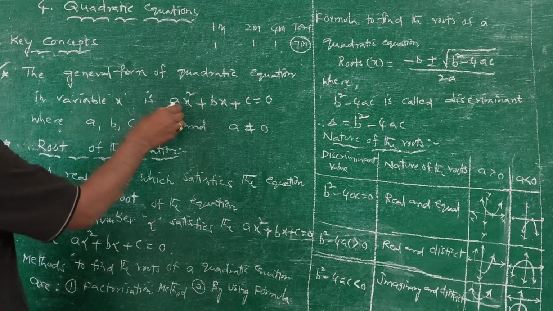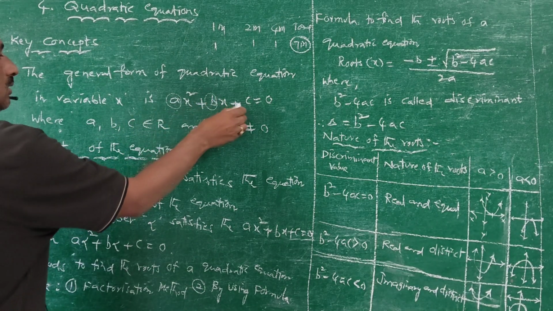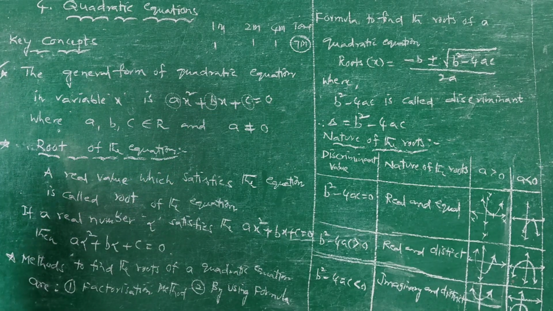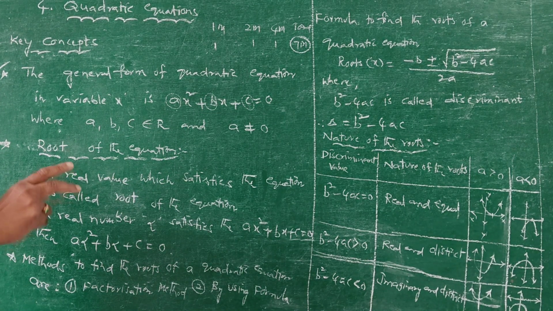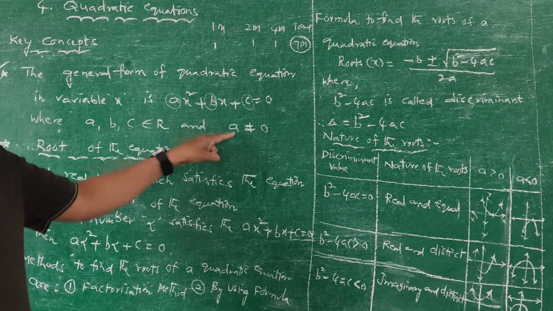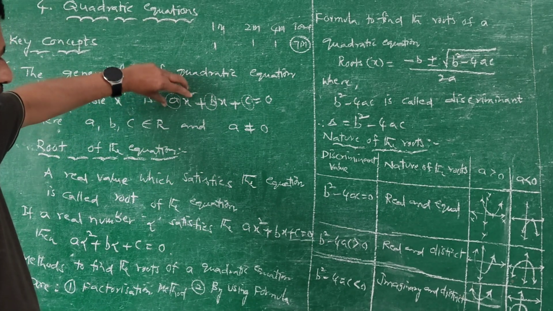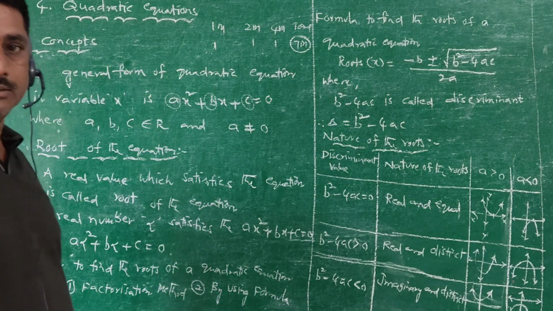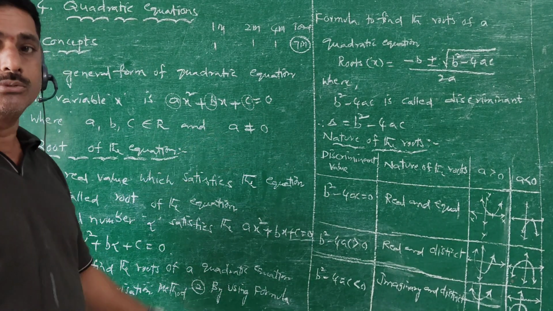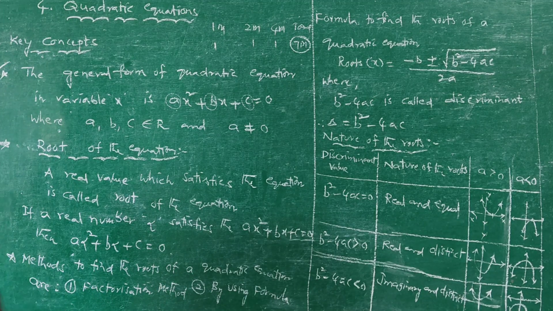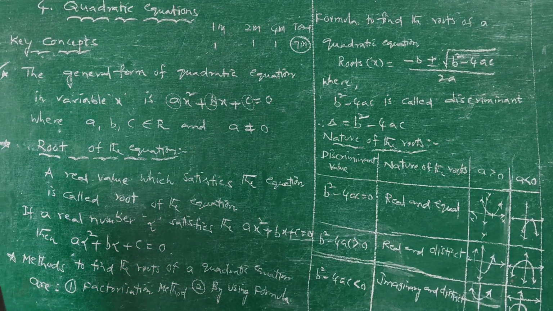So in this equation, a, b, c are real values. They are not variables, they are real values. a, b, c belong to R and a should not be 0. If you take a value 0, the whole term ax square becomes 0, then it becomes linear, it will not be quadratic. So we should not take a value 0.